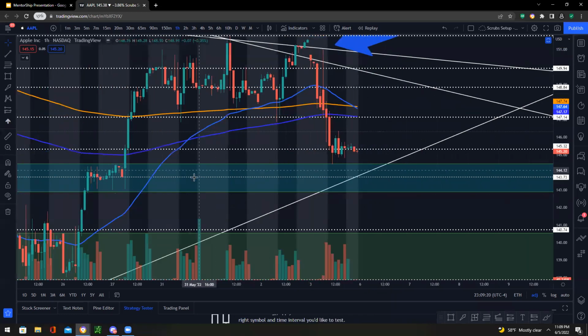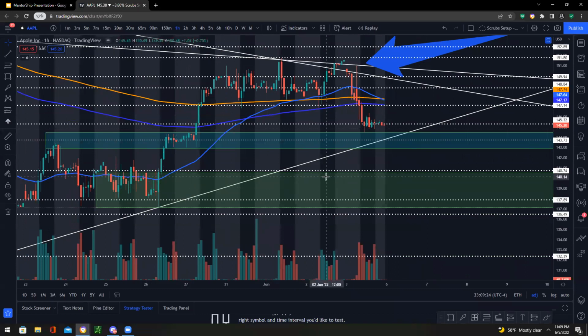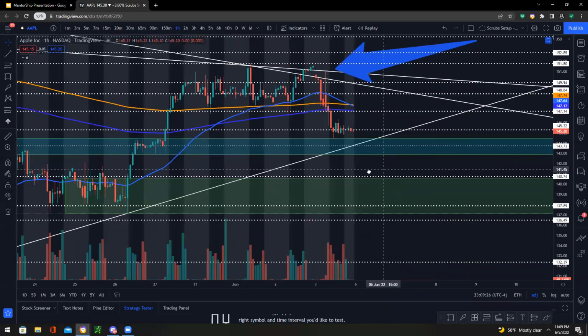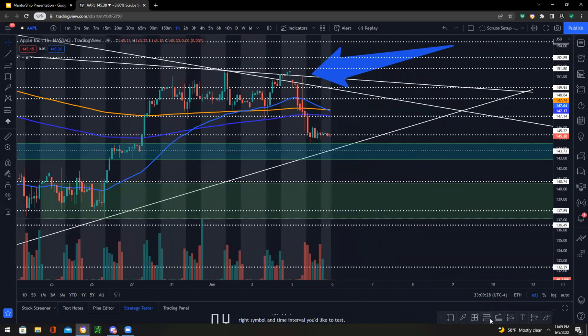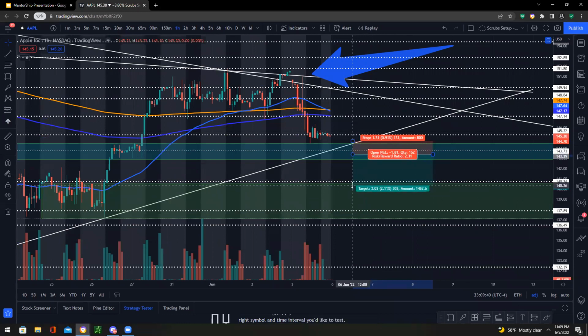Now, if it does not hold this, then we can go all the way down to this green box. This is a 4-hour demand zone. Same exact thing if you want to visualize your risk rewards. I like to do this just so I can visualize it. Let's just say this box doesn't hold. I enter short somewhere right here. This will be my stop loss. I'll enter, say, right here, and that's my real first target. And then my last target would probably be somewhere down here. So this is upwards of almost a 5-to-1.